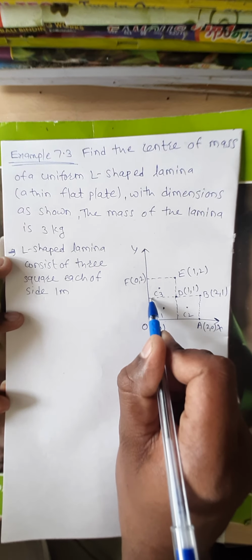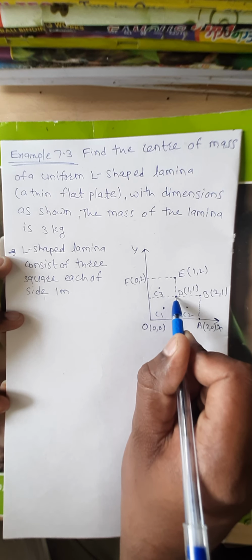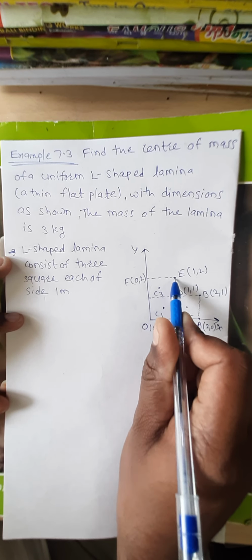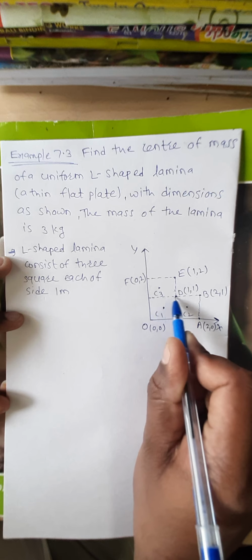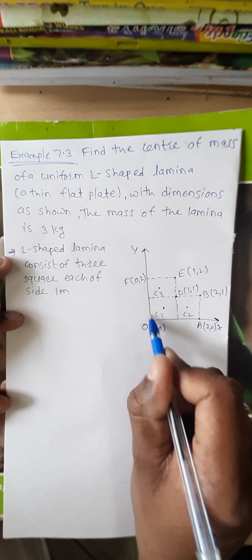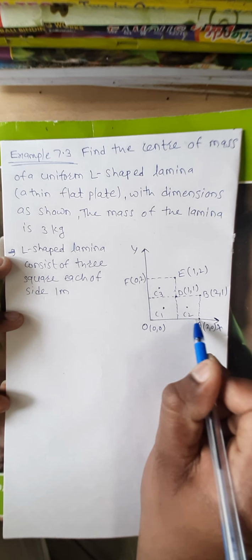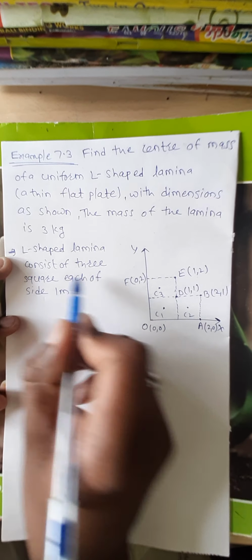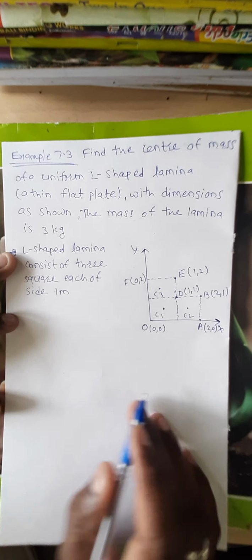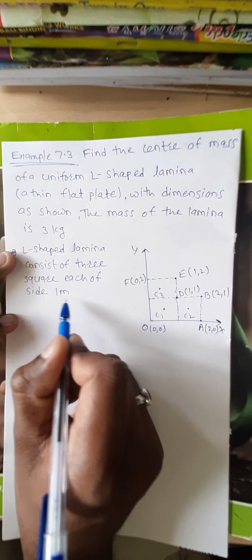Each square has a side of 1 meter. This side is 1 meter, this side is 1, this side is 1, this side is 1 meter. This means the L-shaped lamina consists of 3 squares, each of side 1 meter.